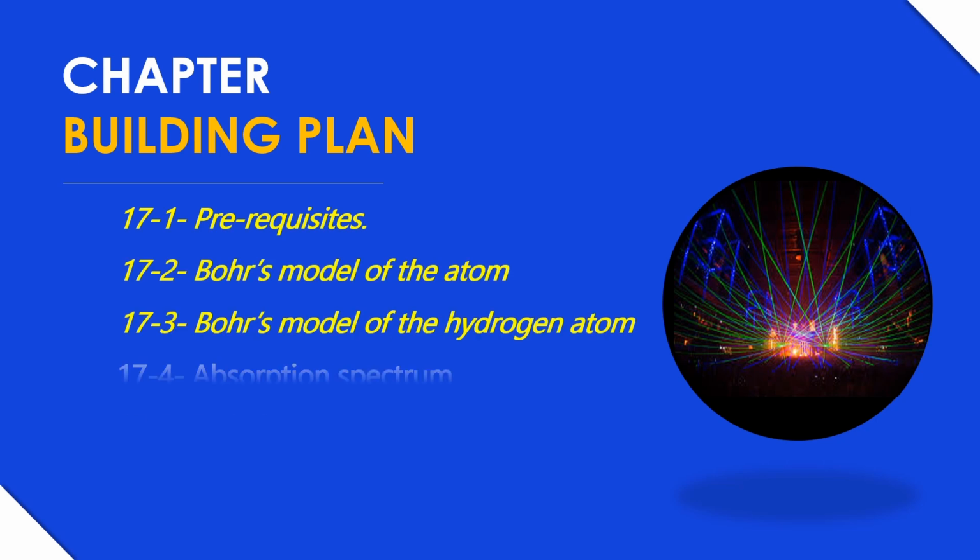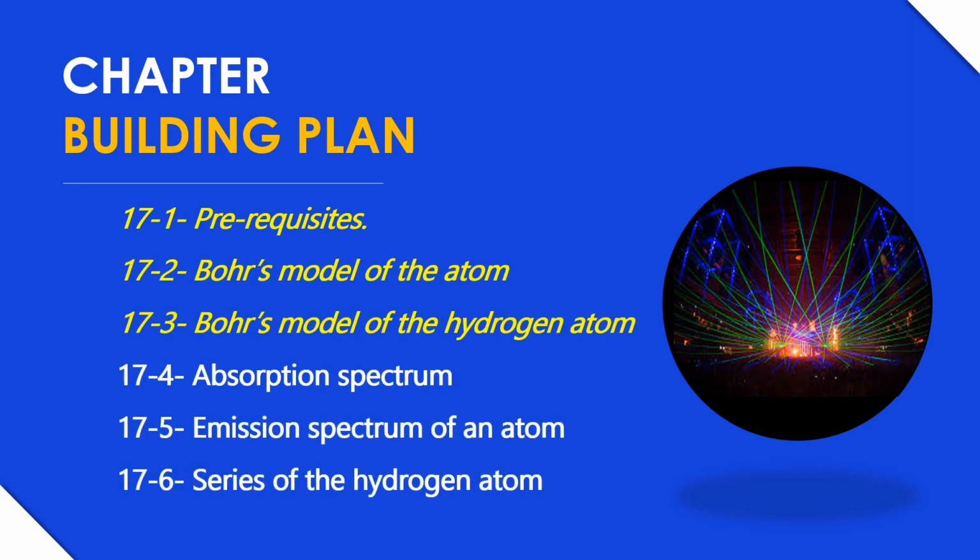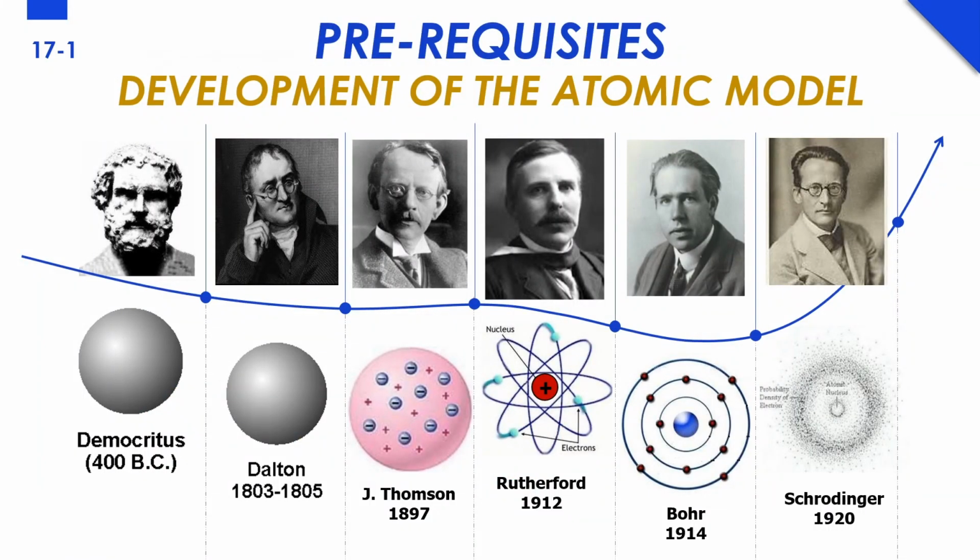Now, in this video, we're gonna discuss three ideas. First, the prerequisites that we might need, Bohr's model of the atom, and his model of the hydrogen atom in specific. After that, we're going to go to absorption and emission. First, let's focus on the main ideas in the development of the atomic model.